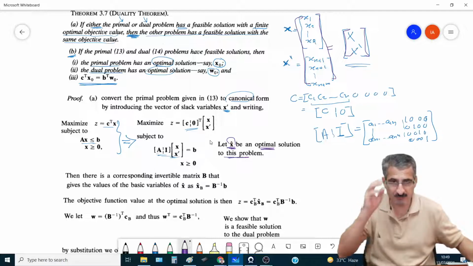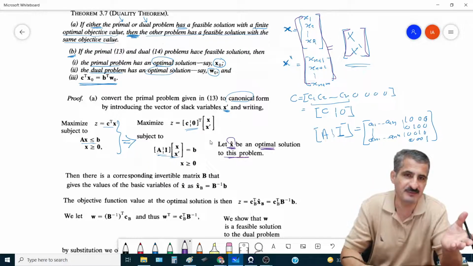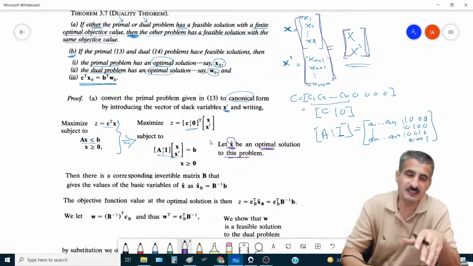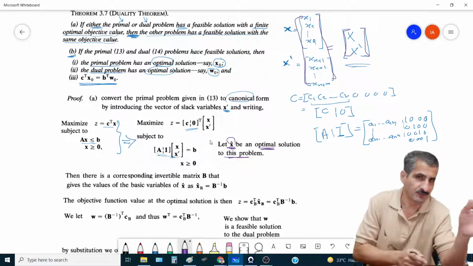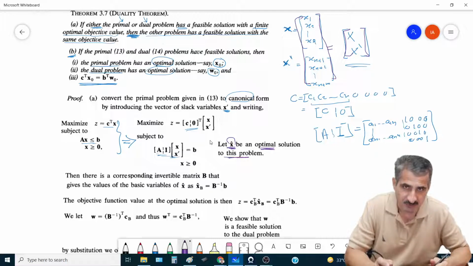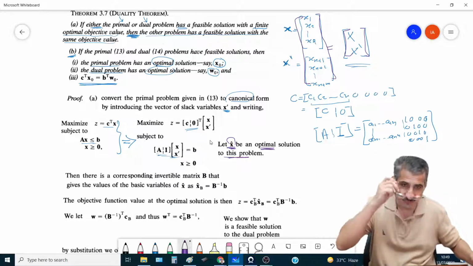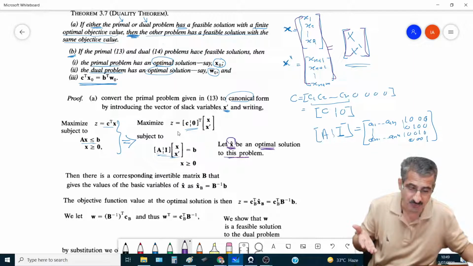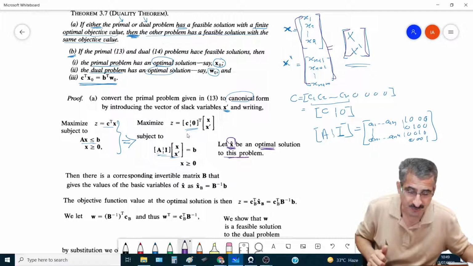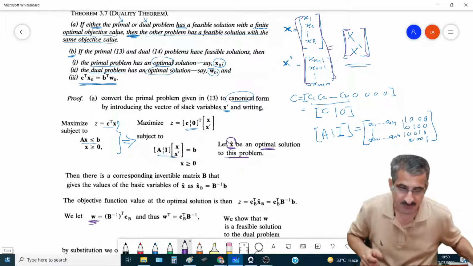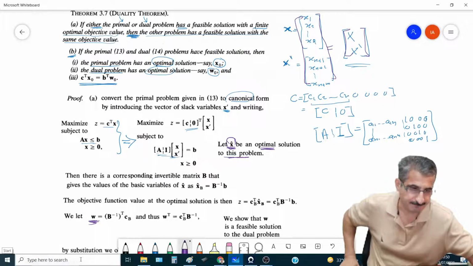Now, assume we have an optimal solution for this primal problem. Now remember part A says if the primal problem has an optimal solution, finite with finite objective, then the dual problem has an optimal solution with a finite objective. So this is what we want to prove. So we have here the primal problem in canonical form, and we are assuming that it has a solution which we call x hat. Okay, now we want to show that the dual problem has a solution. So we will construct that solution, which will be W down here. And to reach that solution, we do the following.